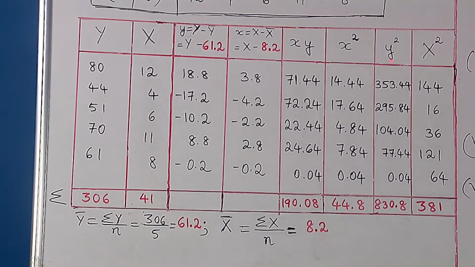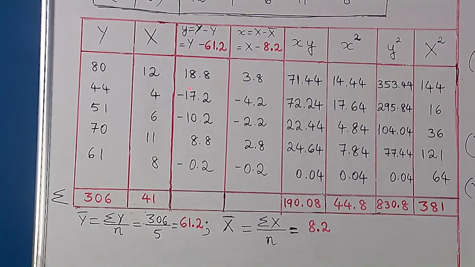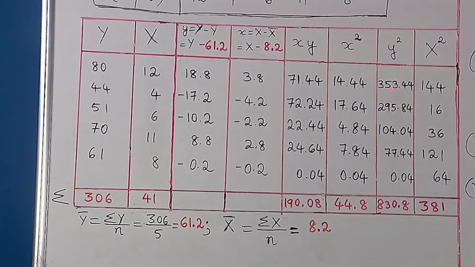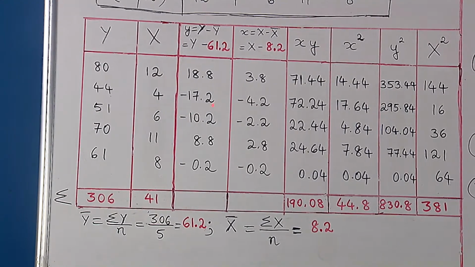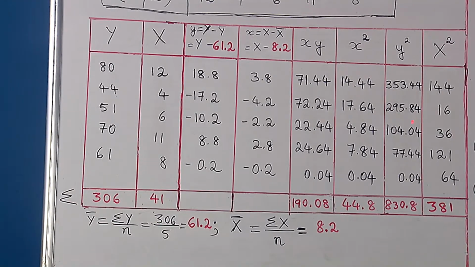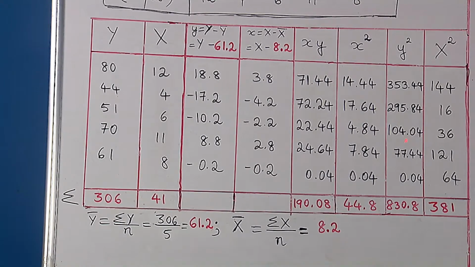The next step is finding the square of small y, the deviation y value. The first is 18.8. When we square it, 18.8 into 18.8 gives us 353.44. The next result is 17.2 into 17.2, which gives 295.84. Go on with 10.2 into 10.2, and the result is 104.04.